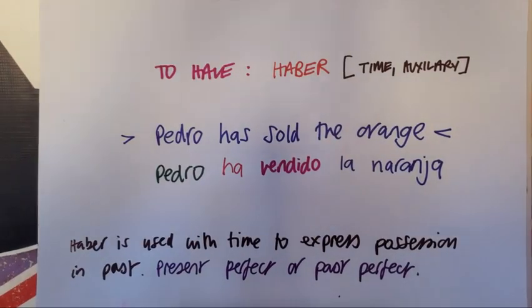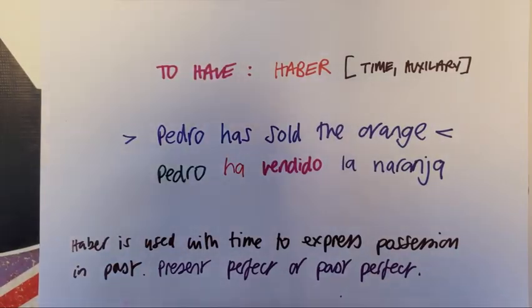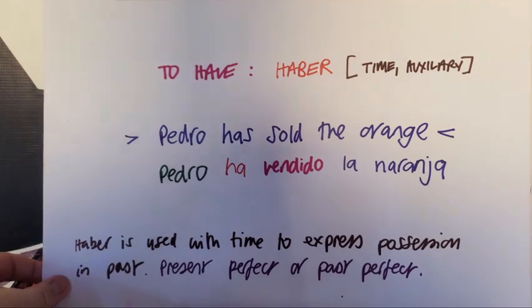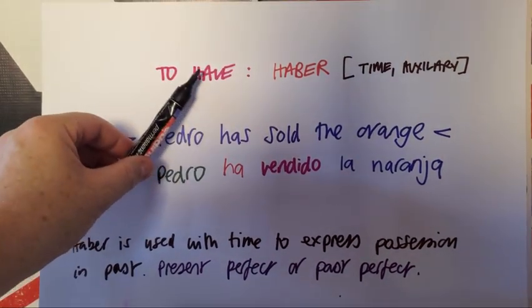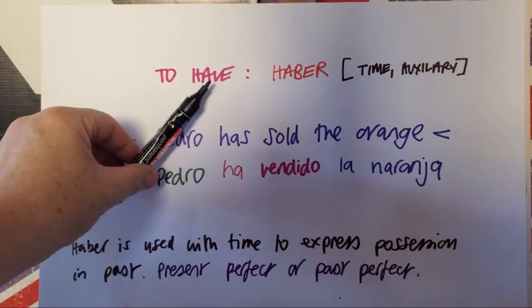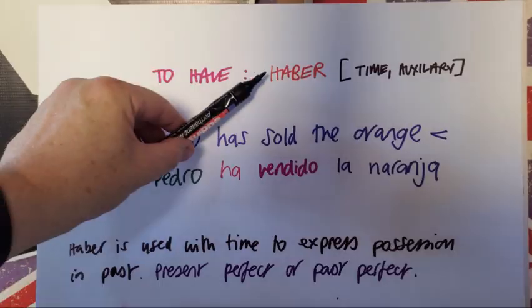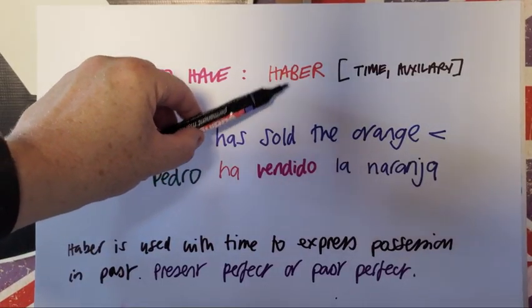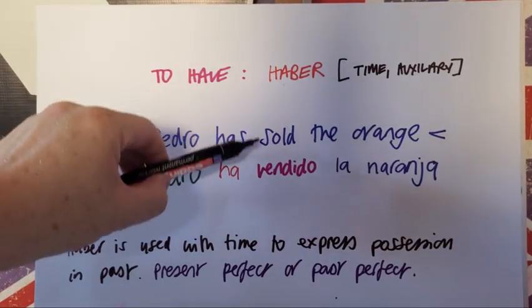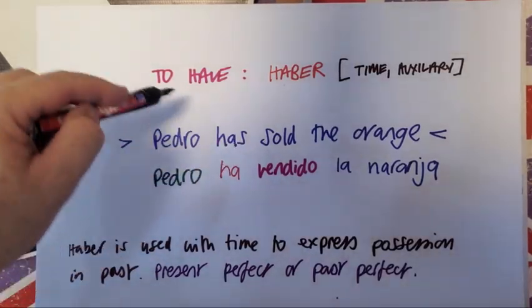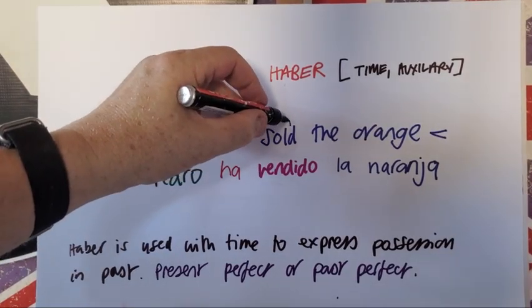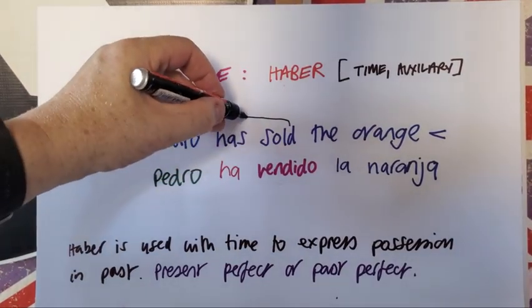To have, haber. Okay, we're going to come briefly back to haber. We're nearly finished now, but remember we were saying in the beginning of this part, to have, haber. Haber is used to make compound tenses. Pedro has sold: has sold is a compound tense.